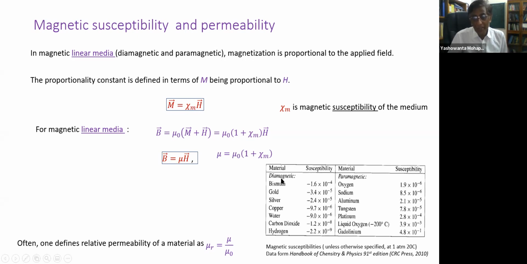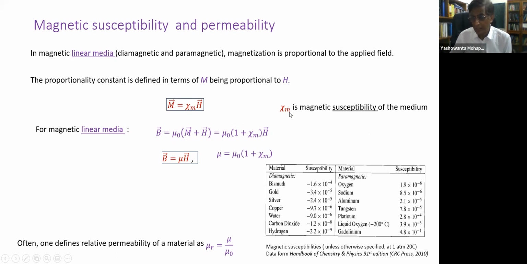So for a diamagnetic material, the magnetization can be opposite to H, okay, and hence chi m is negative. These are diamagnetic materials, okay. Whereas in paramagnetic materials, it's positive, okay. Even oxygen, liquid oxygen also is paramagnetic, okay. It can be attracted by a magnetic field. Bismuth is one of the most diamagnetic materials, which is about -1 × 10⁻⁴. Otherwise, it is a very, very small quantity, all right.